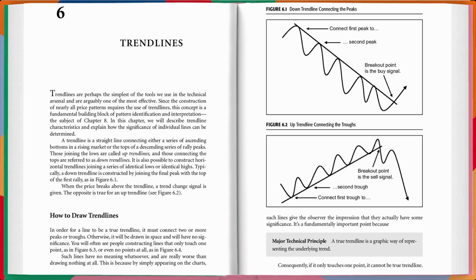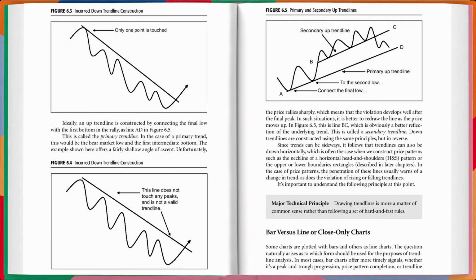This is because, by simply appearing on the charts, such lines give the observer the impression that they actually have some significance. It's a fundamentally important point because of a major technical principle. A true trend line is a graphic way of representing the underlying trend. Consequently, if it only touches one point, it cannot be a true trend line. Ideally, an uptrend line is constructed by connecting the final low with the first bottom in the rally, as line AD in Figure 6.5. This is called the primary trend line.